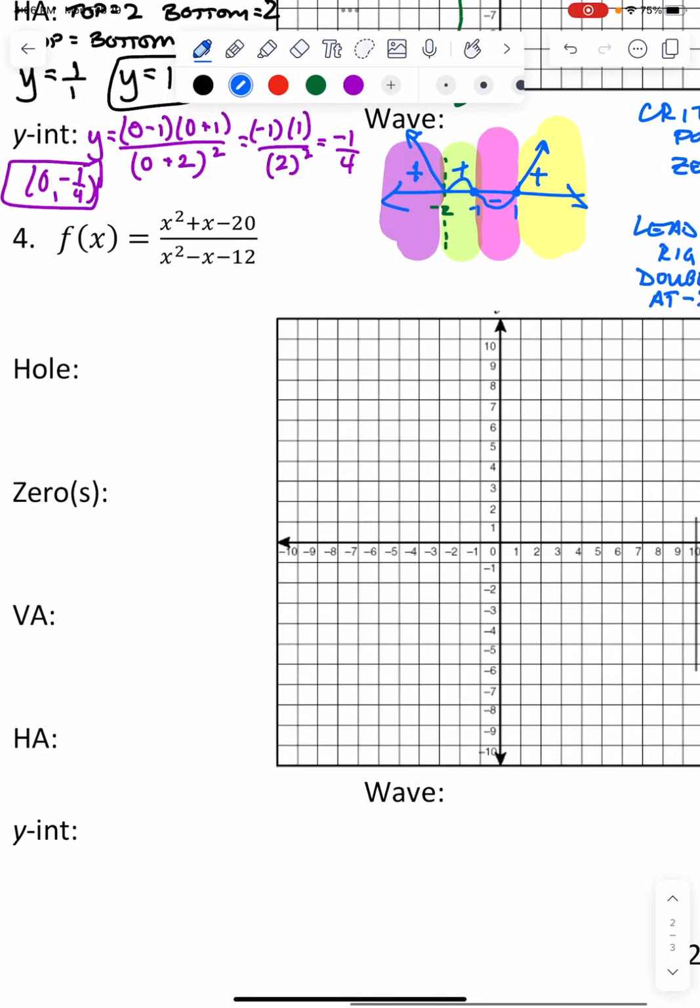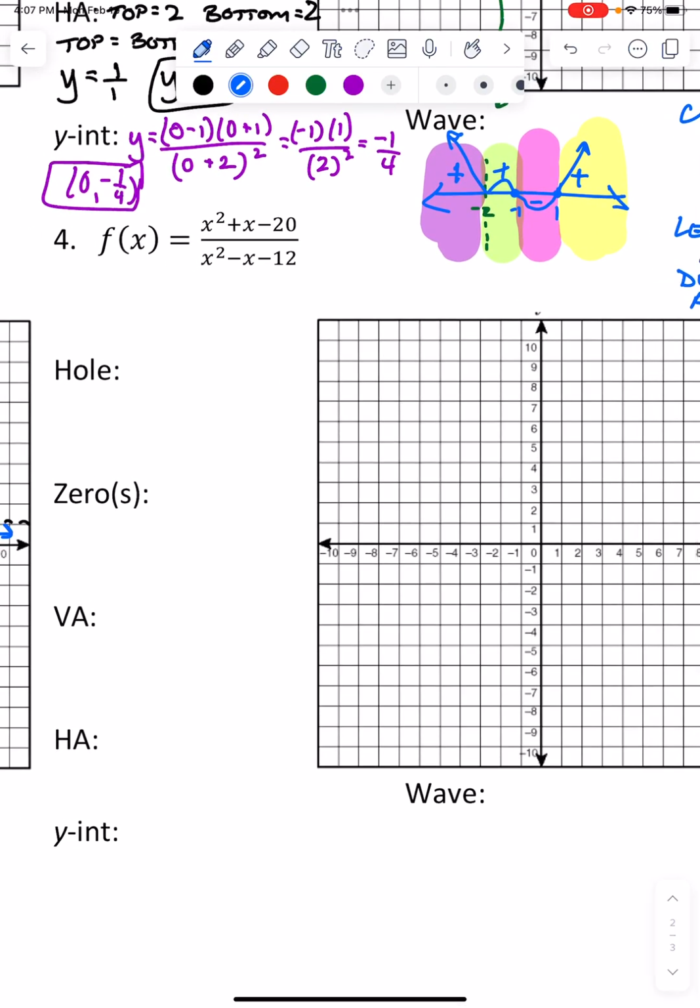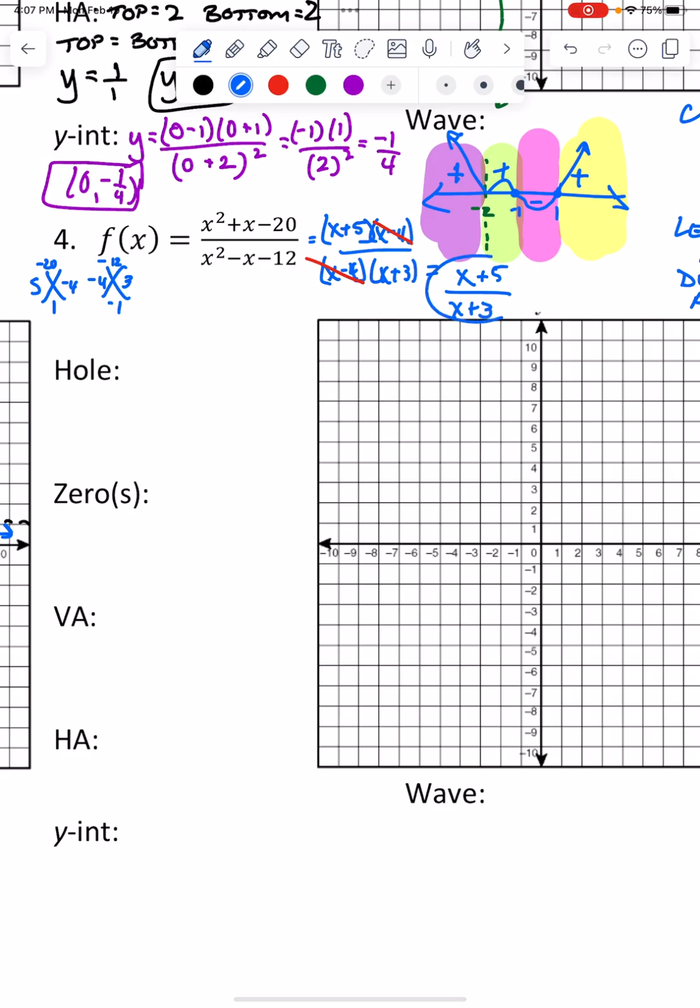And then this last one, again, got a little bit of factoring to do. So top multiplies to negative 20, adds to 1 would be 5 and negative 4. So x plus 5, x minus 4. And then in the bottom, multiplies to negative 12, adds to negative 1, negative 4, and positive 3. So x minus 4, x plus 3. And if we look, can get rid of those x minus 4s. So we're left with x plus 5 over x plus 3 to work with that, all right?